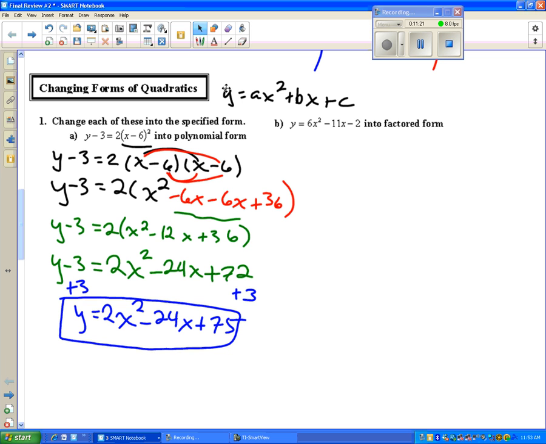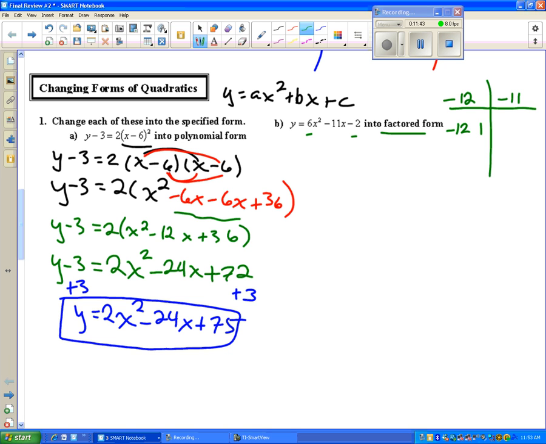Let's try letter B. For me, it's off to the side. For you, it's right underneath. I want to write this in factored form. That means I need to factor it. So to factor this, I'm going to use California method. 6 times negative 2 is negative 12. What multiplies to be negative 12 and adds to be negative 11? Well, that's going to be a negative 12 and a positive 1.